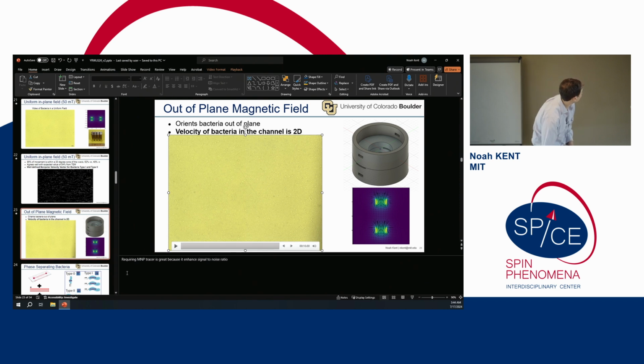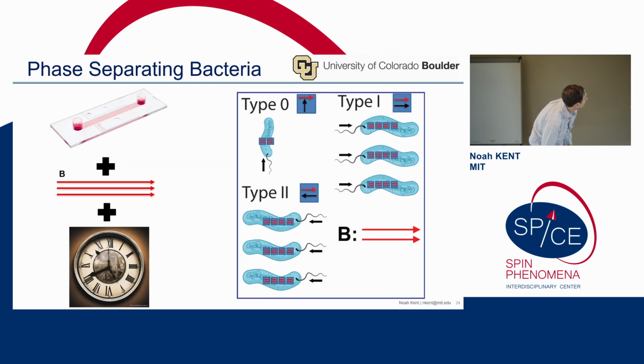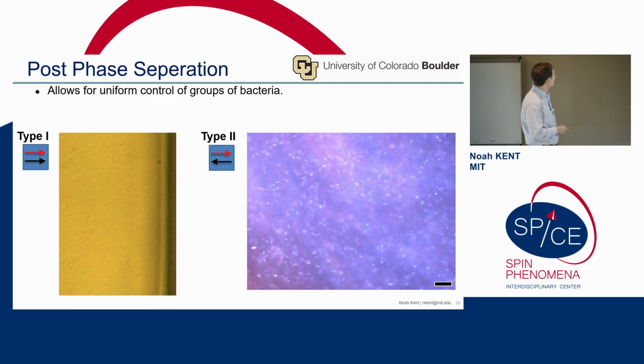OK, so this is the last terrible video that's happening, and then hopefully I can go to presentation mode again. My idea was, let's put them in the thin slide, apply a magnetic field, and wait. And what I predict will happen is I'll get a buildup of type 1 and type 2 bacteria on the different edges of the slide. And that's exactly what happened.